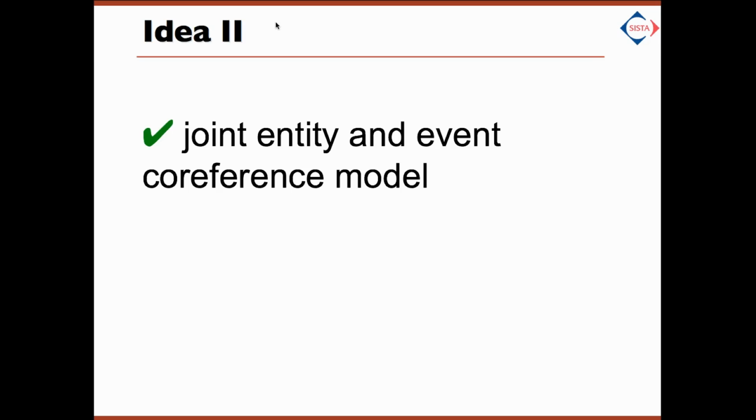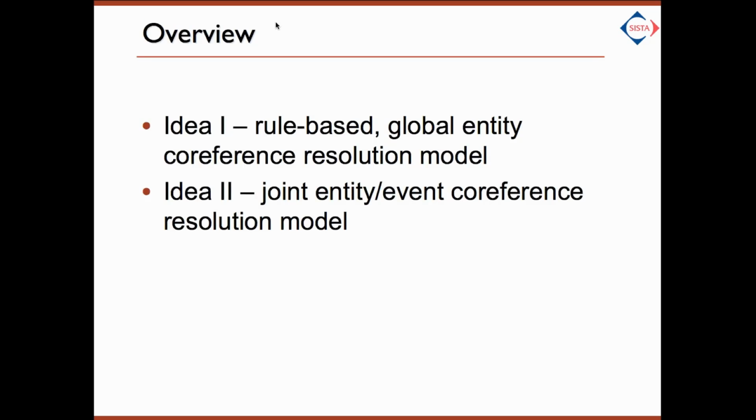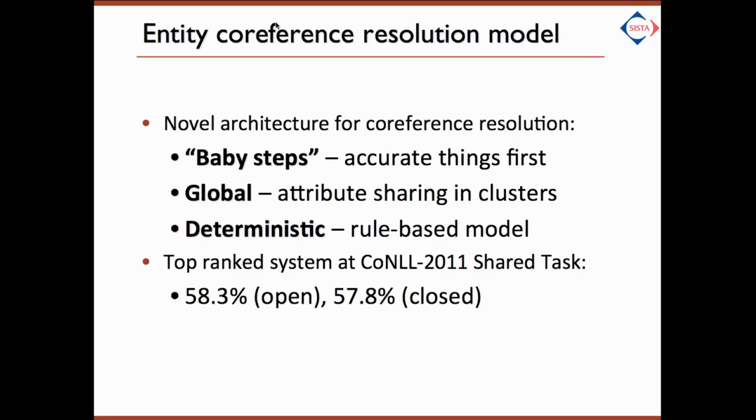But first, let's talk about the first idea, the rule-based models. This is just for entities. So again, just as a summary, this is a novel architecture, and it uses baby steps learning, which means we're doing the accurate things first, and we move on incrementally through the set of rules that we have. It's global because we allow attributes to be shared between mentions that belong to the same cluster. And it's deterministic. It's very easy to understand.